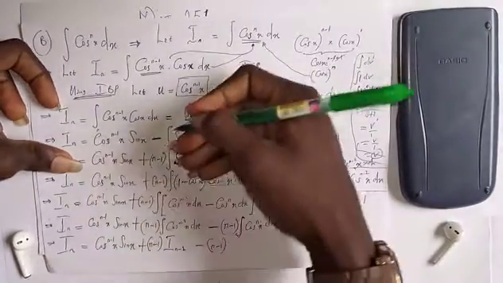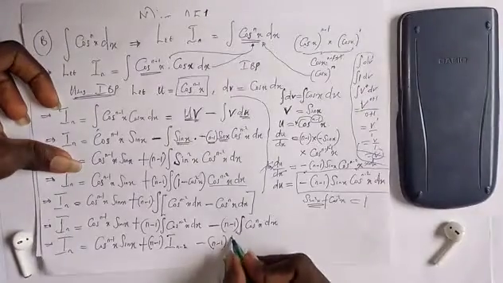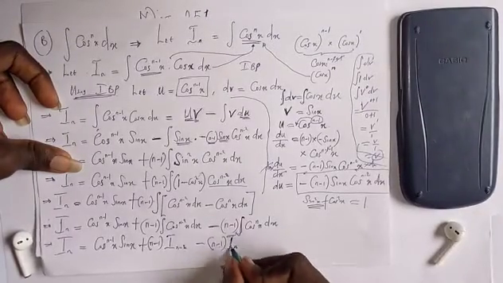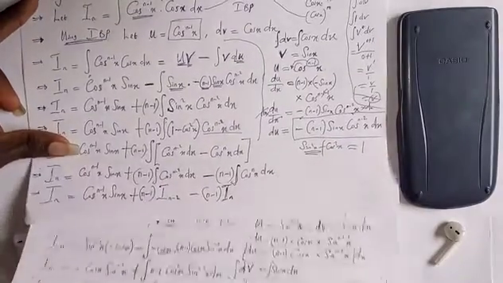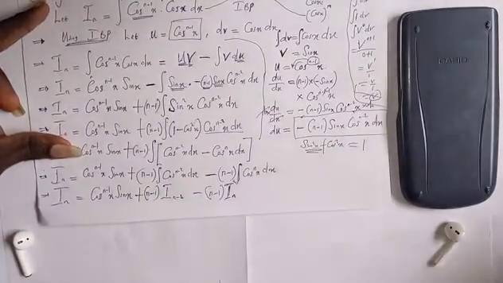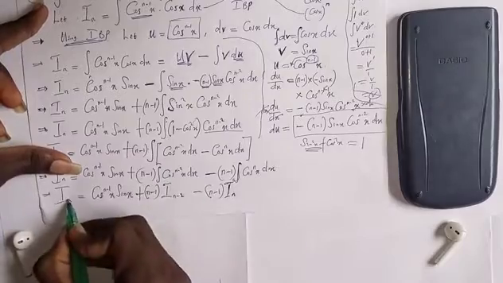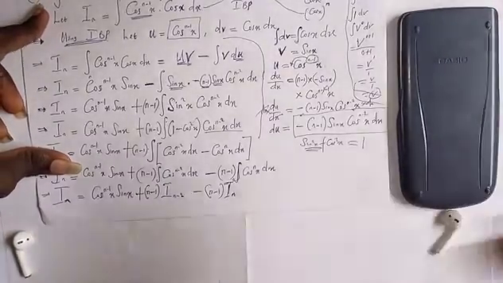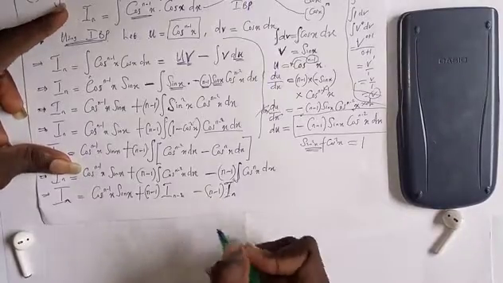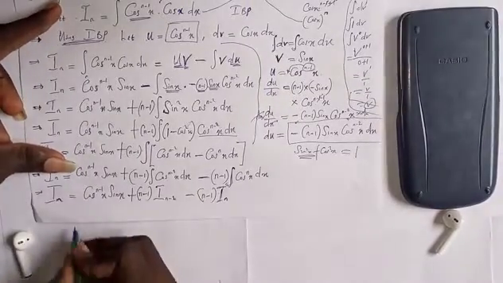So then I end up having I n in here, this I n. So trivially, it is clearly seen that I n is here, and I n is also on the right hand side. So I'll collect like terms. So I'll take this to the other side.